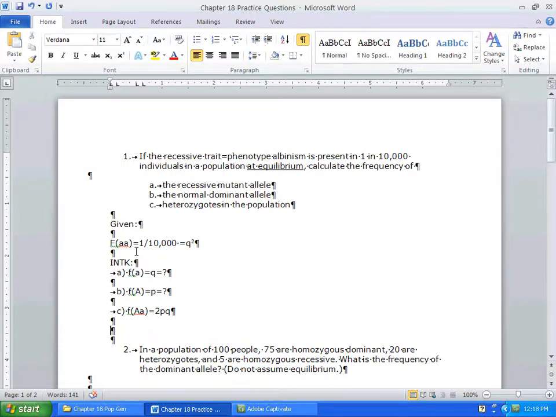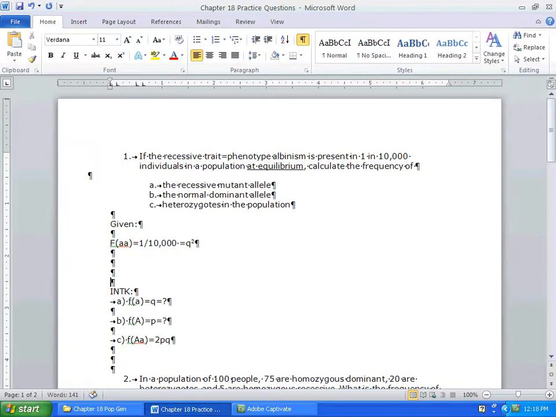So you're going to start with the given. Now, if q squared equals 1 in 10,000, the only thing you can use that for is to solve for q. So you take the square root of both sides, and you get q equals the square root of 1 in 10,000, which is 1 in 100, which in decimals is 0.01. And that's actually the first thing you're supposed to find, so q is 0.01.